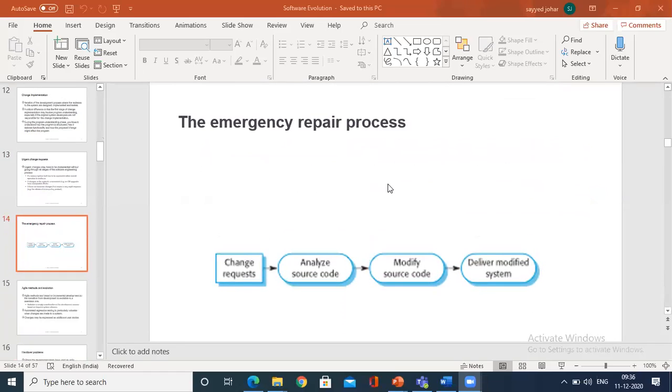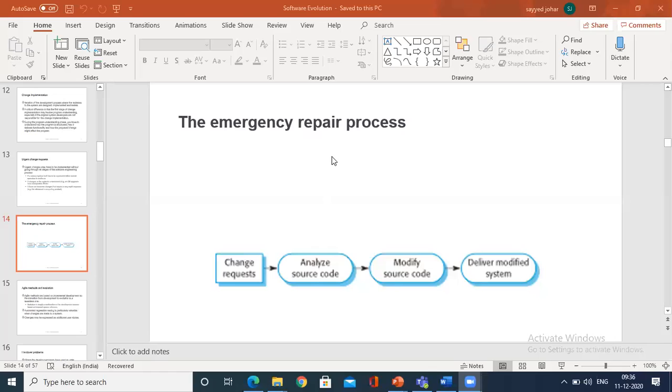And what is the meaning of emergency repair process? Even this could be a separate topic for 2 marks or 3 marks or 5 marks. Explain the emergency repair process. So first you need to consider the diagram. When do we need an emergency? That is important, right? So this has to be explained with this diagram.